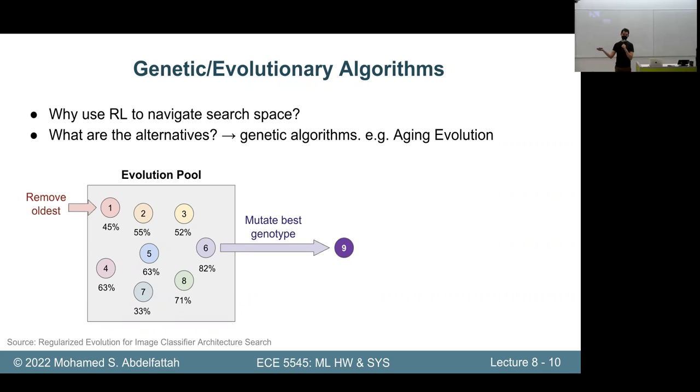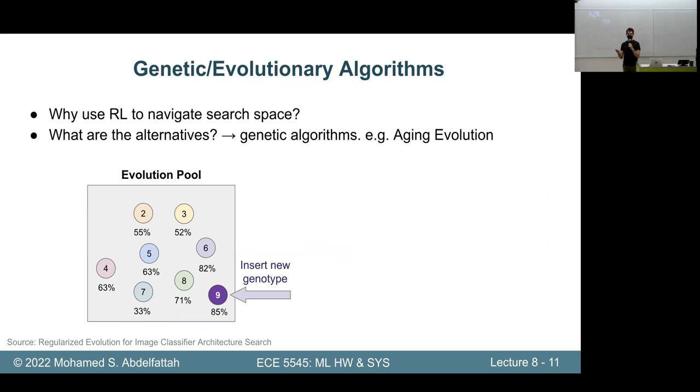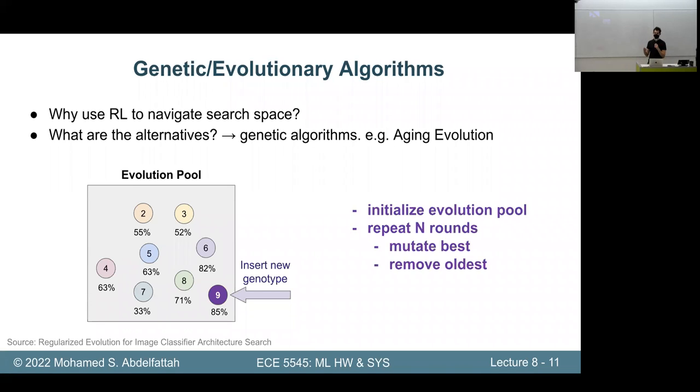Basically, the oldest one dies. Whether it has really good accuracy or bad accuracy, that's not a factor. It's just that it has been in the evolution pool for a long time. And then finally, we put the new mutated model, the child model, into the evolution pool. And we repeat this again and again and again. And so, as you'll see here, we no longer have an RNN controller, and we no longer have parameters that we're updating. This is just a directed search algorithm, essentially.